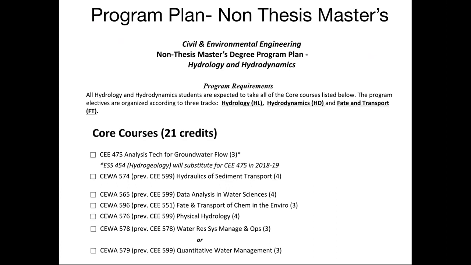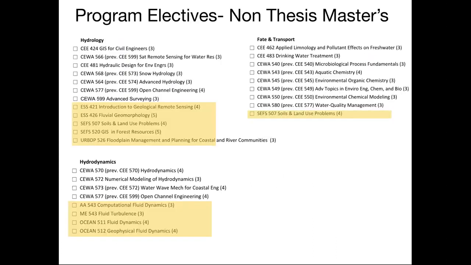In addition to the core courses, we are further dividing our programs into electives in 3 streams. It could be in hydrology, hydrodynamics, or fate and transport. That is what is listed on this slide, where you can see a bunch of courses on hydrology, and then in hydrodynamics and fate and transport. These are all courses which we offer. In addition, anything you see highlighted in yellow is offered in other departments. University of Washington has multiple departments, and there are overlapping courses.